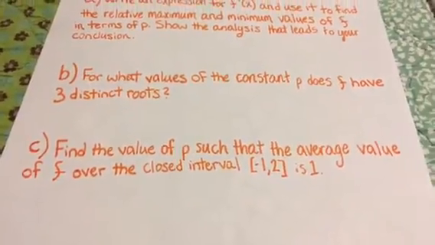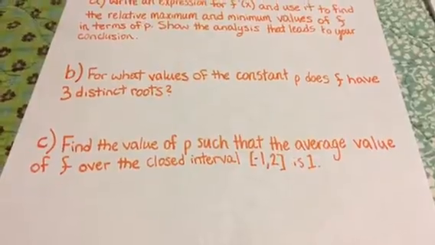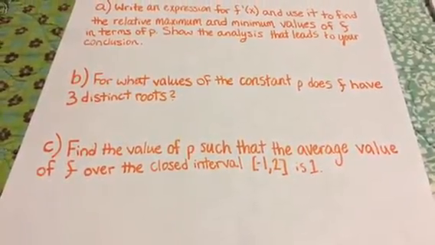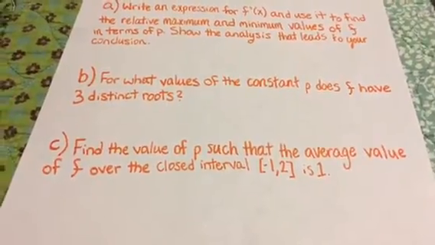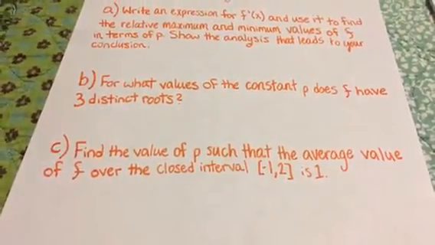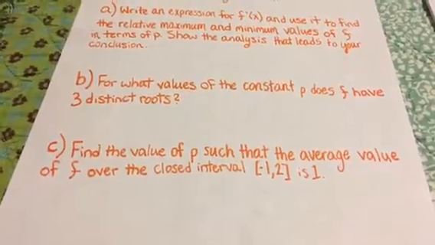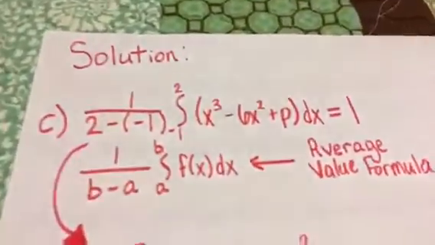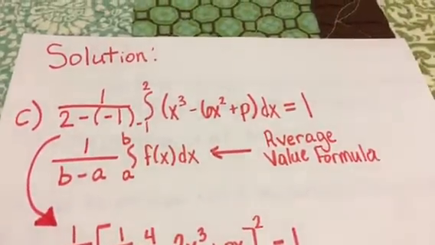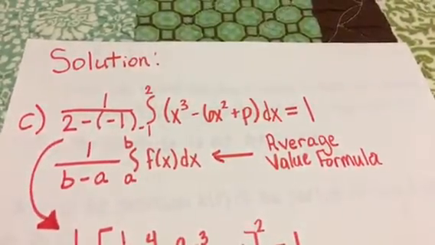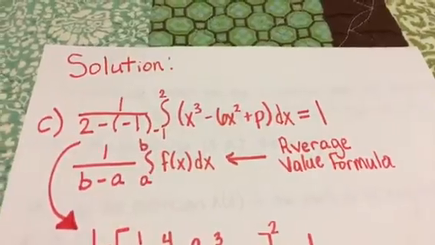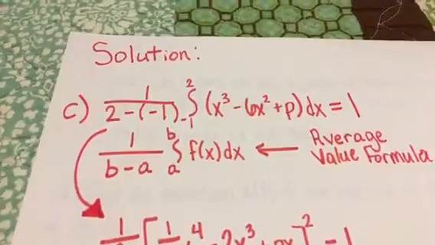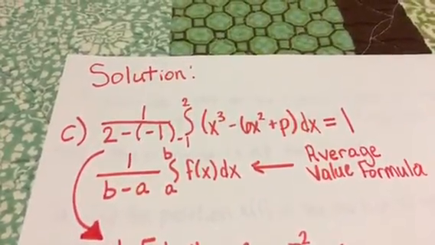The last part of this question is C. Find the value of p such that the average value of f over the closed interval from -1 to 2 is 1. So remember, with average value, there is a formula that we can use, and then we will use -1 as a and 2 as b. The formula is this. 1 over b minus a, the integral from a to b, f of x dx. Now, it does give us the interval, so we would use the -1 and 2. -1 would be a, and 2 would be b.